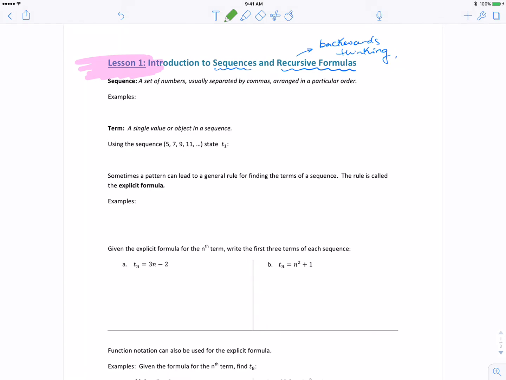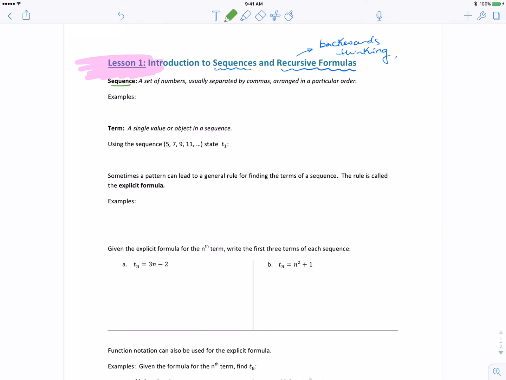But today we're talking about sequences and series, which is very exciting. So, sequences, think of like things going in a sequence, like one and then two and then three and then four. Recursive formulas are kind of like backwards thinking. So, today we're talking about the definition of a sequence. It's a set of numbers, and it's usually separated by commas and things like that.